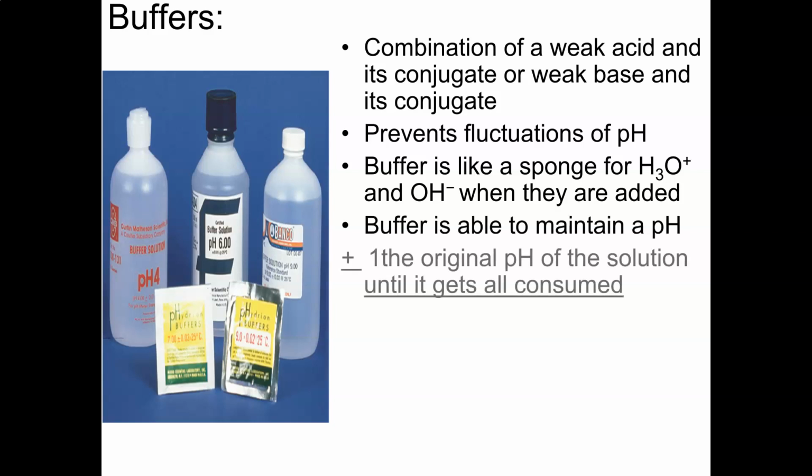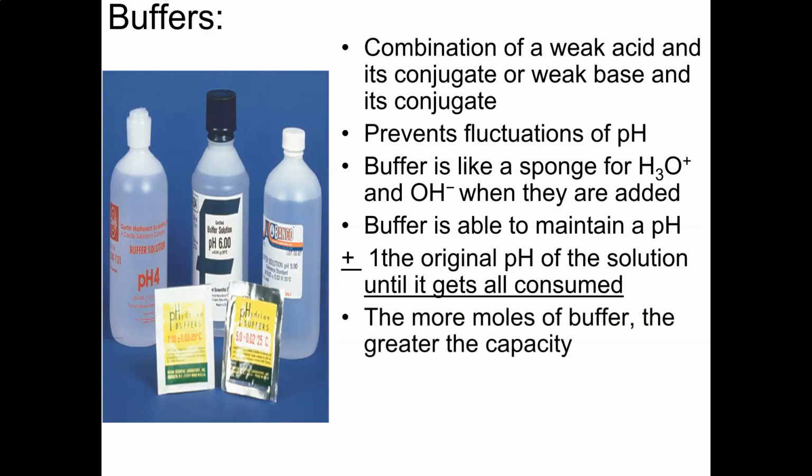A buffer is able to maintain the pH within plus or minus 1 of the original pH of the solution, until it gets all consumed. So buffers have a range of effectiveness. You can calculate that based on the Ka value. We'll talk about that. It's plus or minus that range, and that's all it can do, maintain that kind of range. The more moles of buffer, the greater the capacity. The only time the quantity of buffer is important is how long the buffer lasts. The more buffer components you have, the longer that buffer will be in effect.